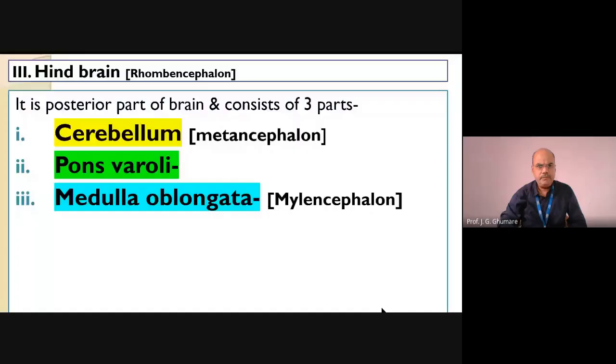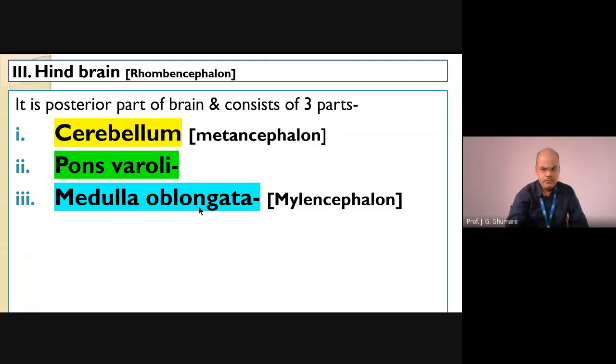We already said the frontal part is called forebrain, the middle part is called midbrain, and the last part is called hindbrain. We are studying the structures with their structural detail and functions in detail. The last part of the brain that we want to discuss is called hindbrain, and the name itself gives it away: it is the posterior part of the brain. Again, it is made up of three parts: cerebellum, pons varolii, and medulla oblongata.